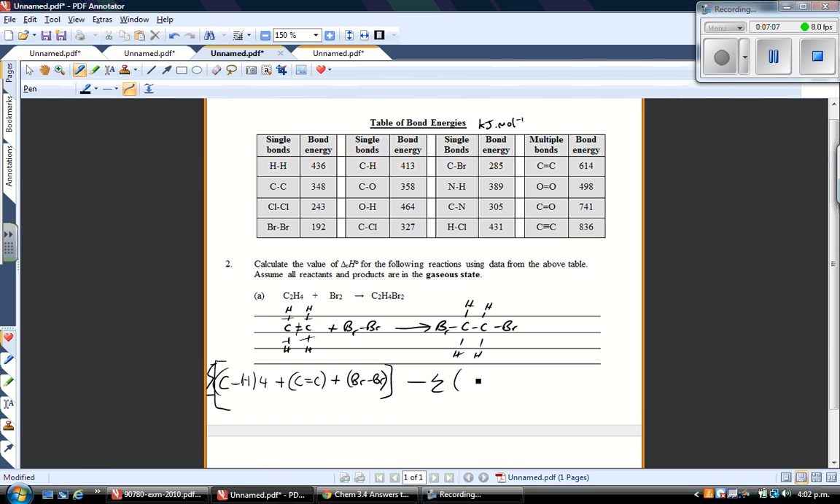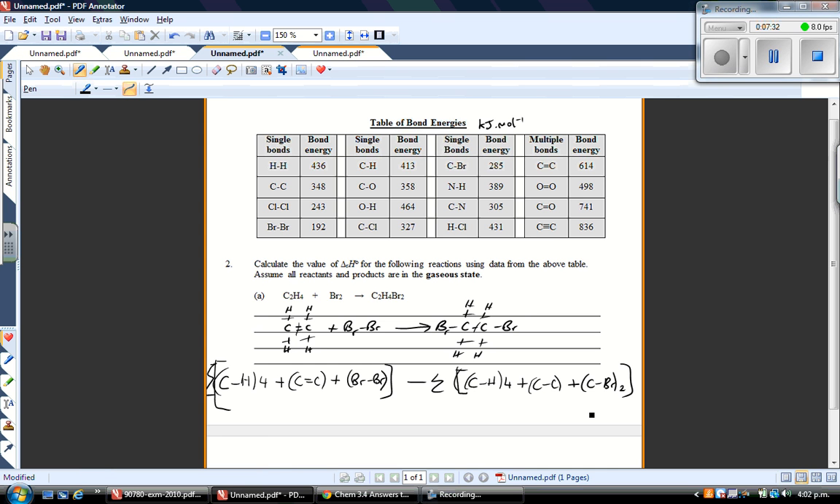So we have a carbon-hydrogen bond here. We have, again, 1, 2, 3, 4 of those. Make that a square bracket. We have a carbon-carbon single bond there, just 1 of those. So we break that, or form that rather. And then we also have 2 of the carbon-bromine bonds. So we put that in there.